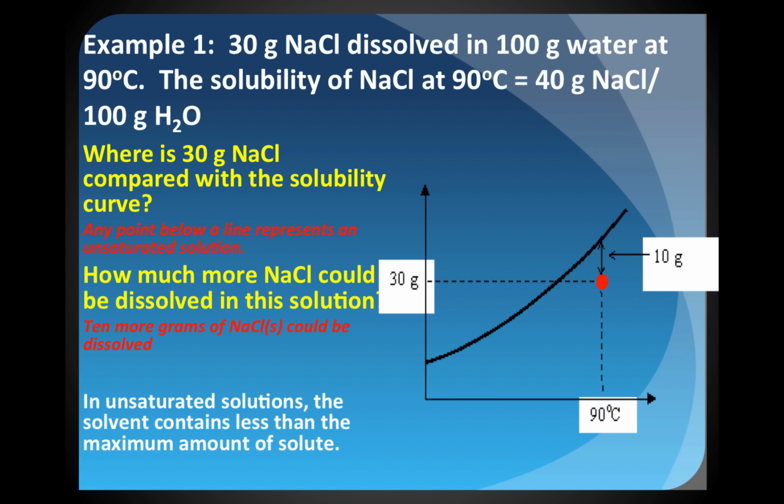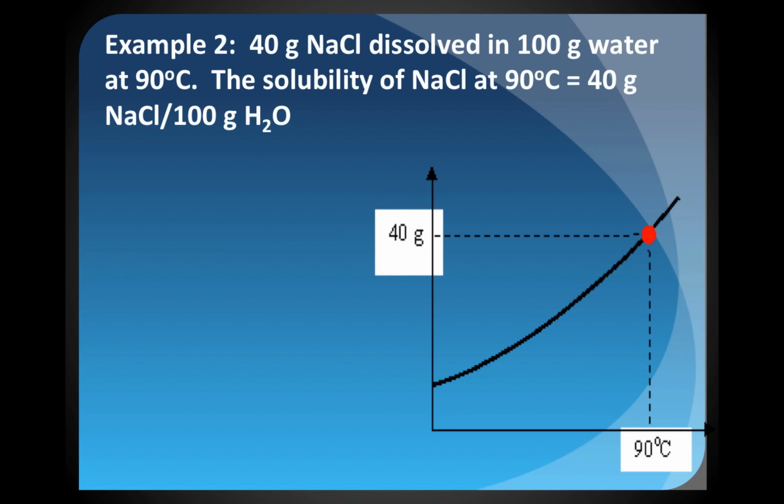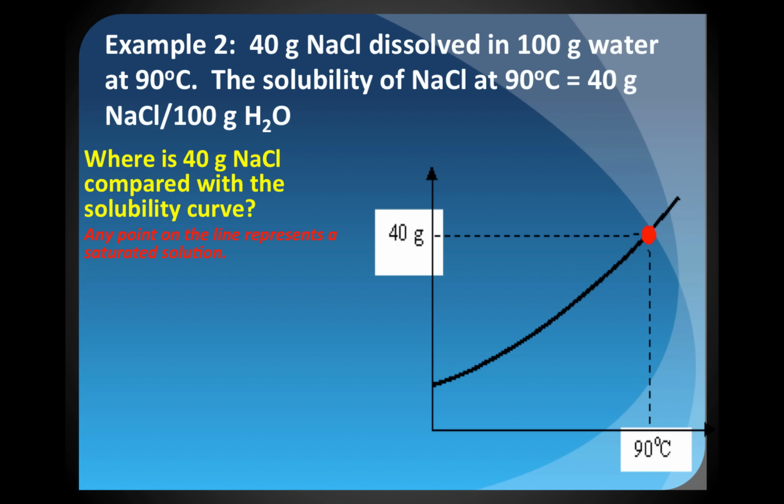Remember, the solute has to be dissolved. Let's consider this example. 40 grams of salt dissolved in 100 grams of water at 90 degrees. The solubility of salt at 90 degrees is 40 grams. Now, I'm going to put the red dot where this specific example is, 40 grams. If you notice, where is the 40 grams of salt compared with the solubility curve? Well, of course, it's right on the line.